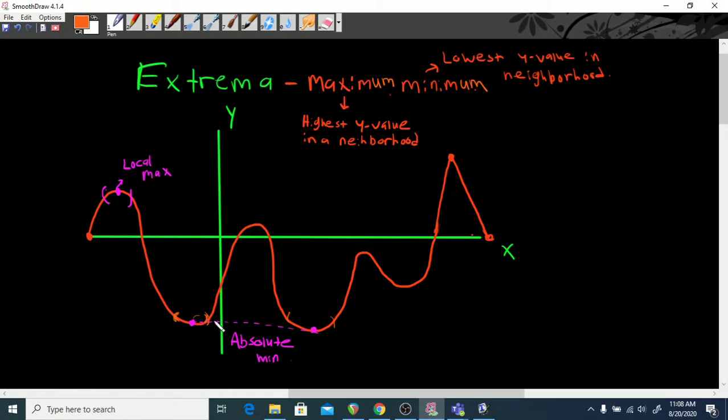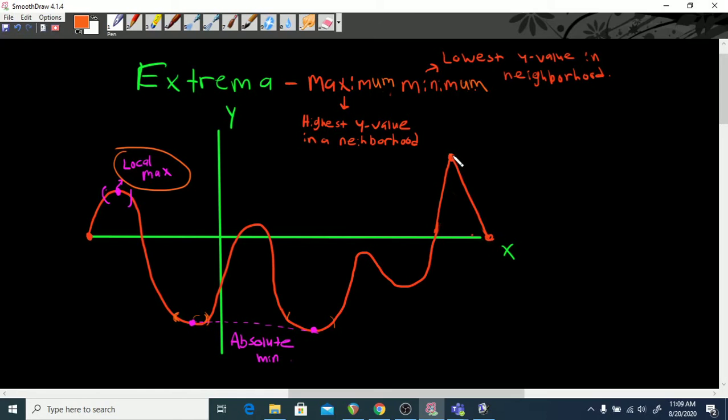However, since there's nothing that goes below this y value, the y value is also the absolute min, again, because nothing goes below it. Now let's look at this local max again. This is not an absolute because if we go to the right, we can see this little guy, this point is above. So this one's a local max.